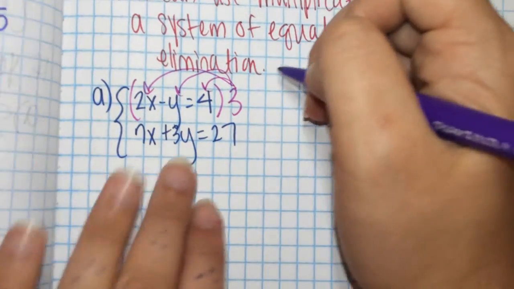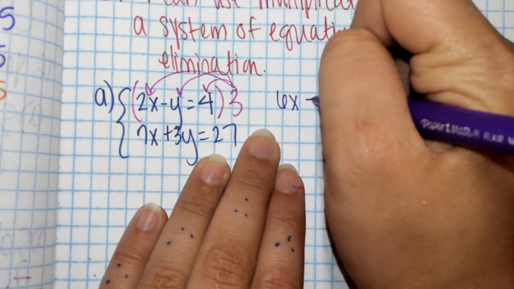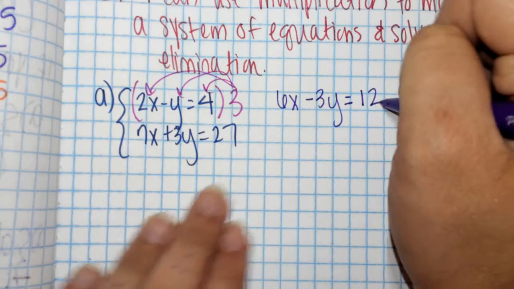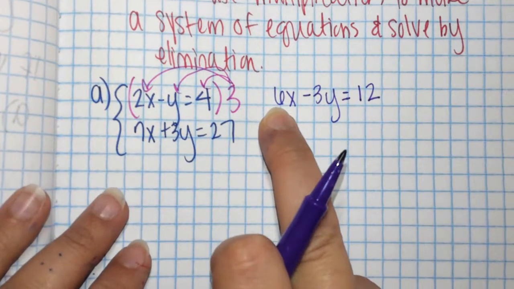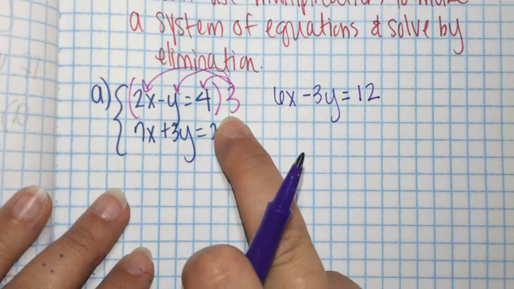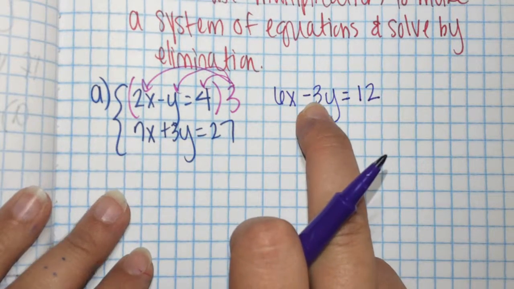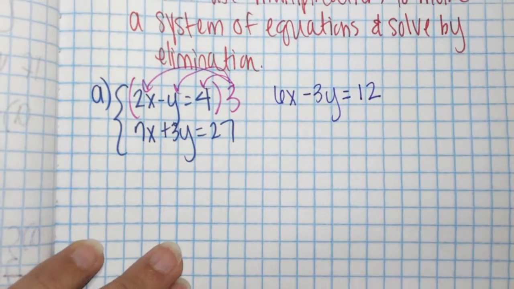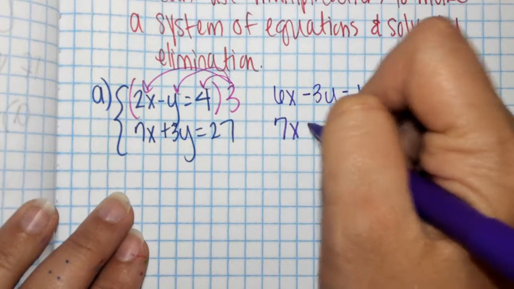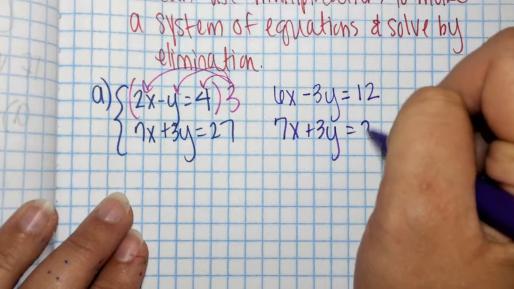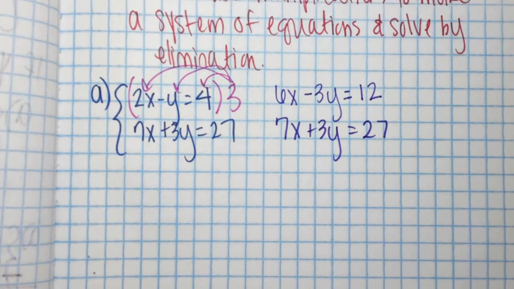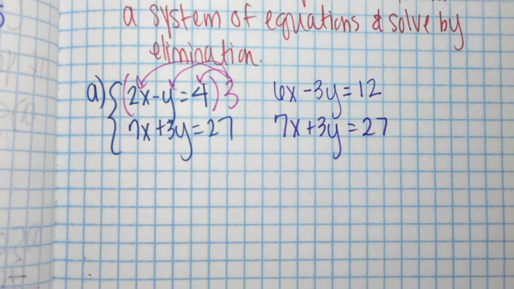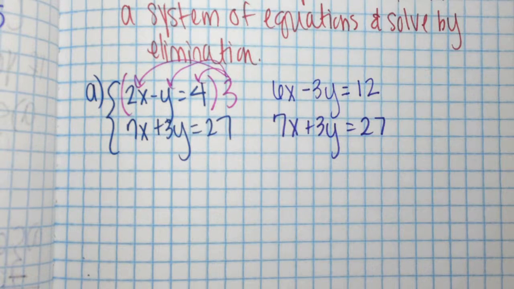Alright, so that turns into 6x minus 3y equals 12. Where did I get 6 from? 3 times 2. Where did I get 3 from? 3 times 1. And where did I get 12 from? 3 times 4. Now I bring my other equation over. Let everybody finish writing and have a minute to process.